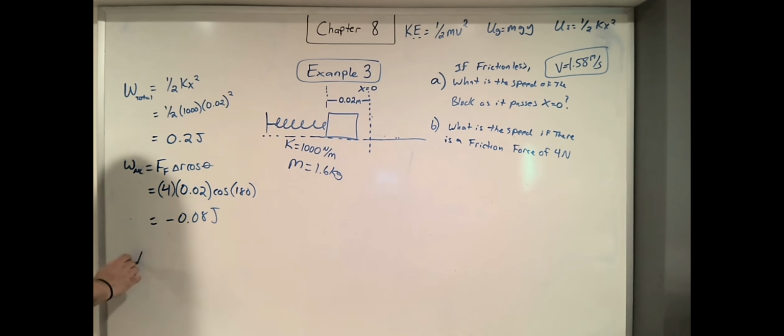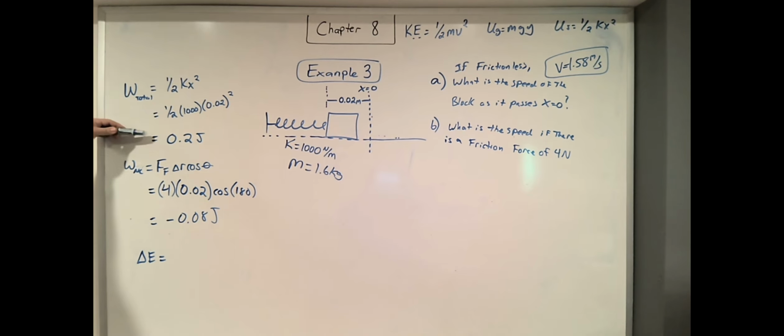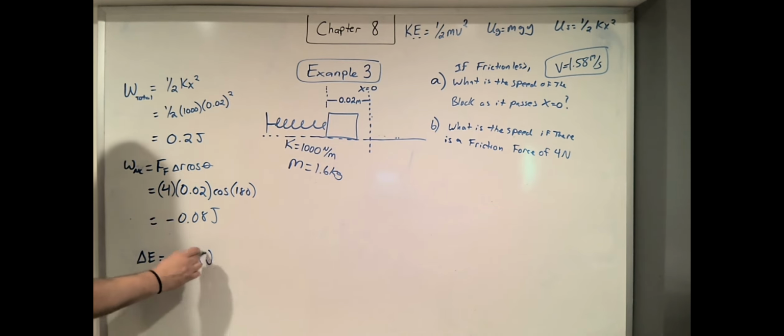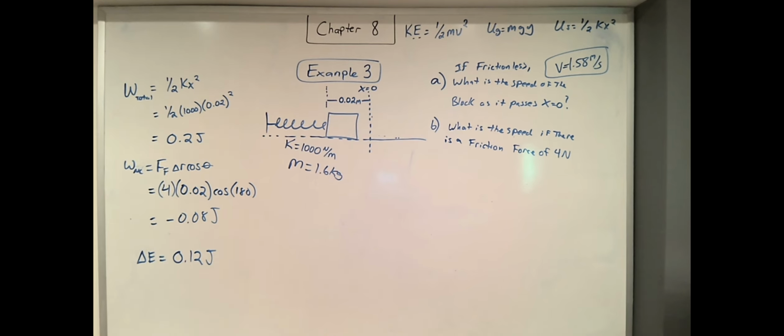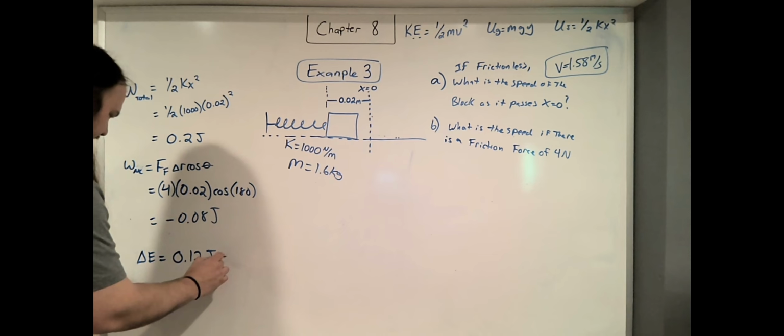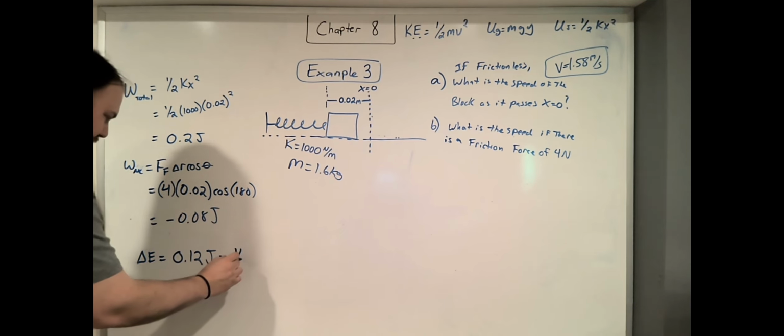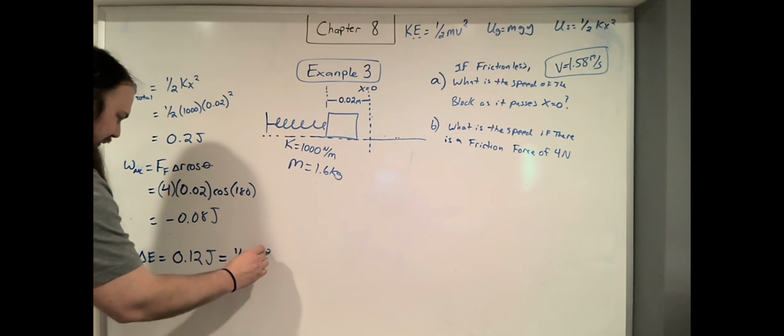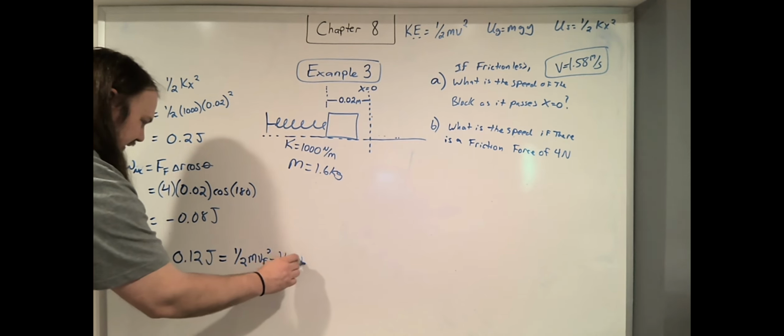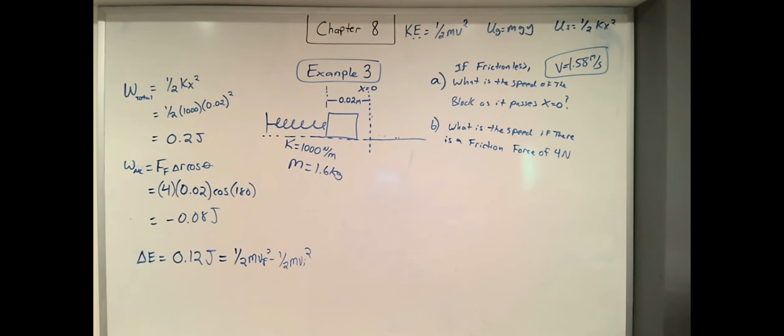Okay, so how much do we have to work with? What's the total change in energy when you take into effect those two other energies? So we start off with 0.2. We lose 0.08. That leaves us with 0.12 joules of energy to use. Where did that go? It turned into kinetic energy. That's the change in energy. Change in energy would then be 1/2 m v final squared minus 1/2 m v initial squared. That's the change in the energy.